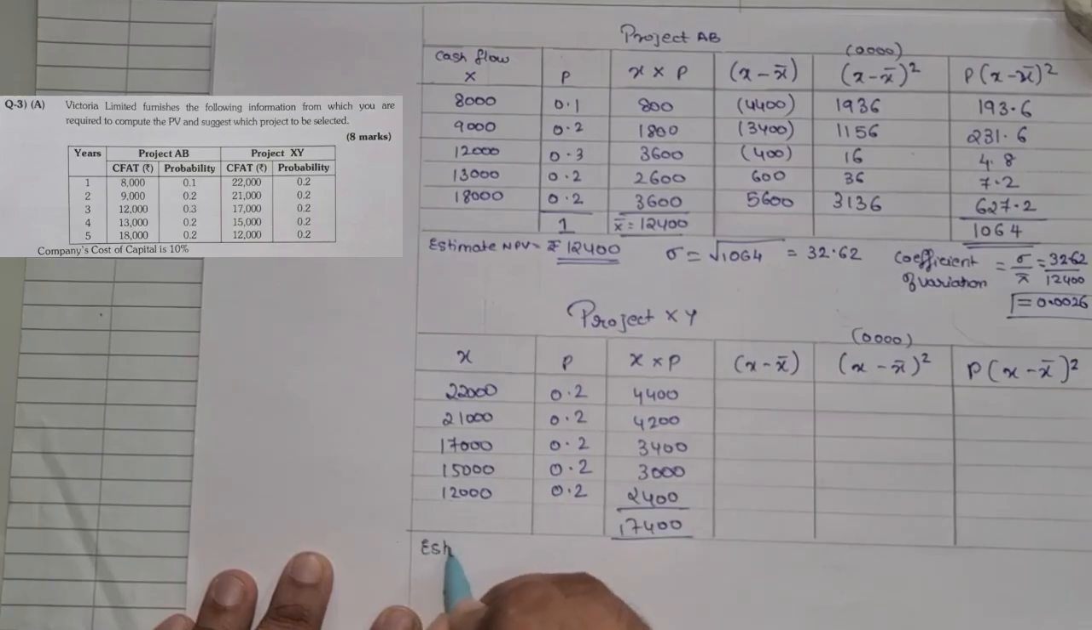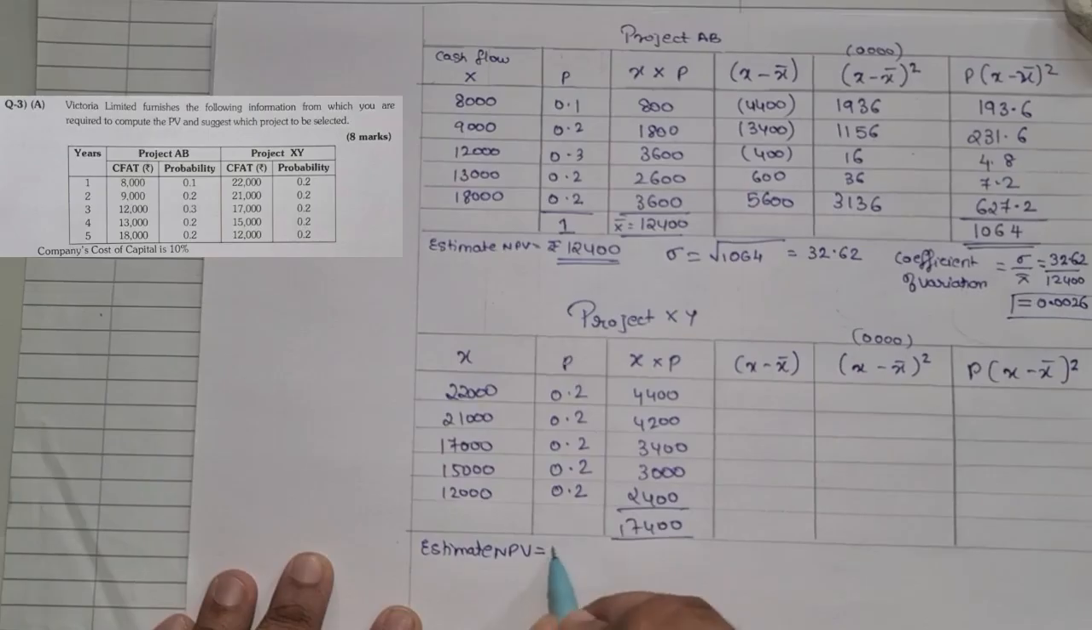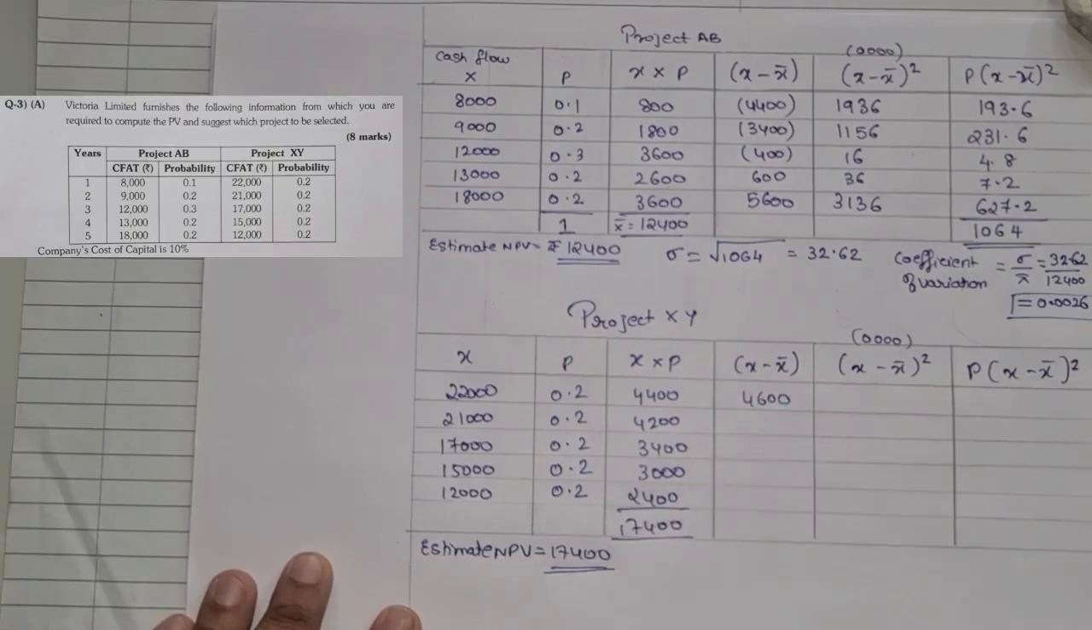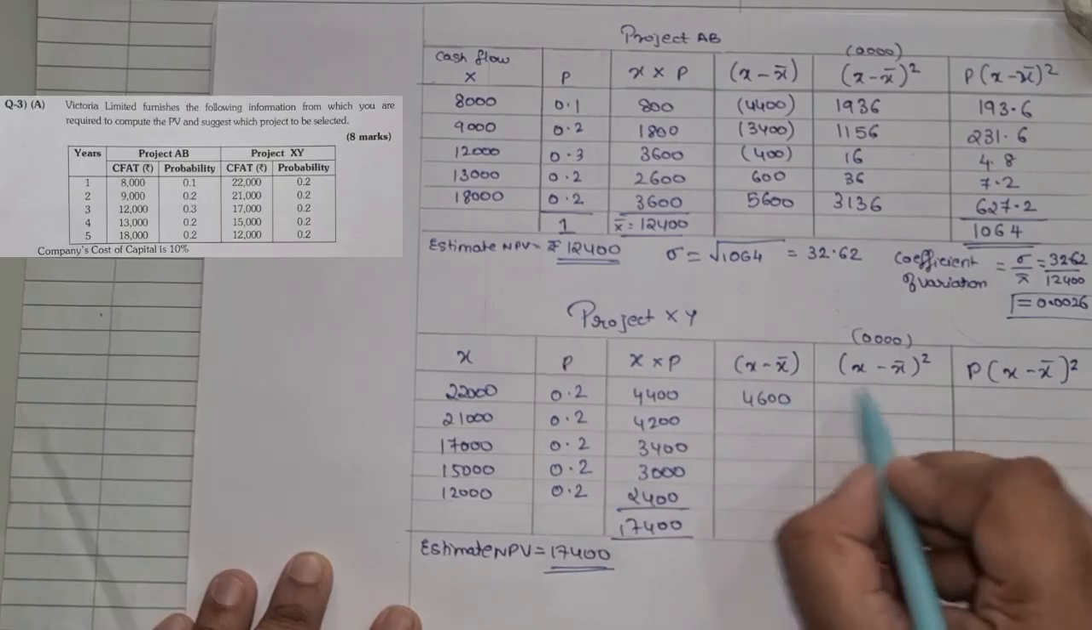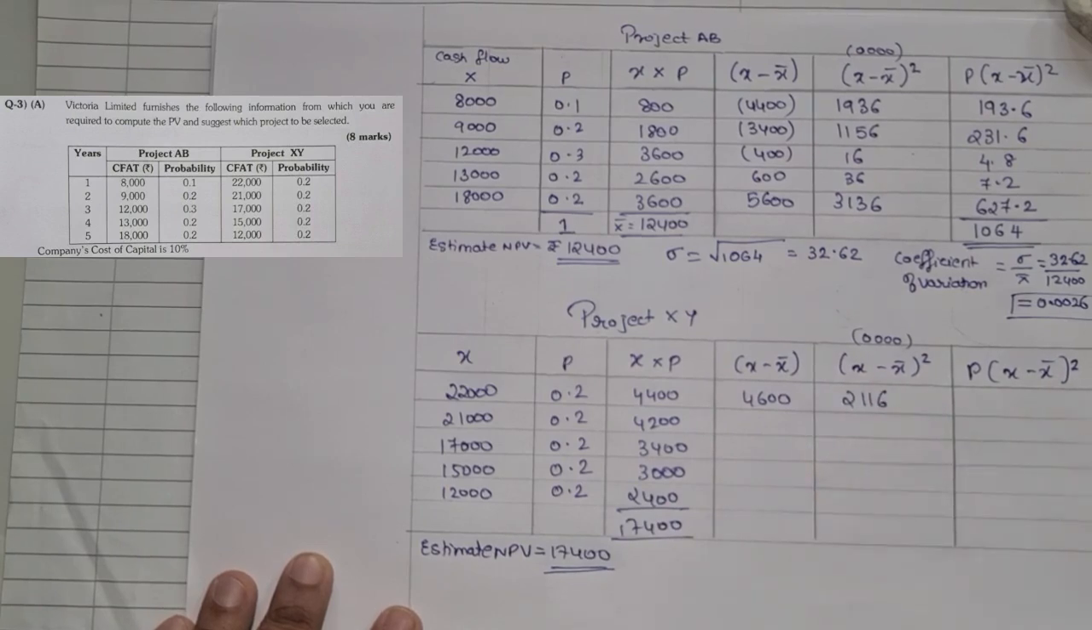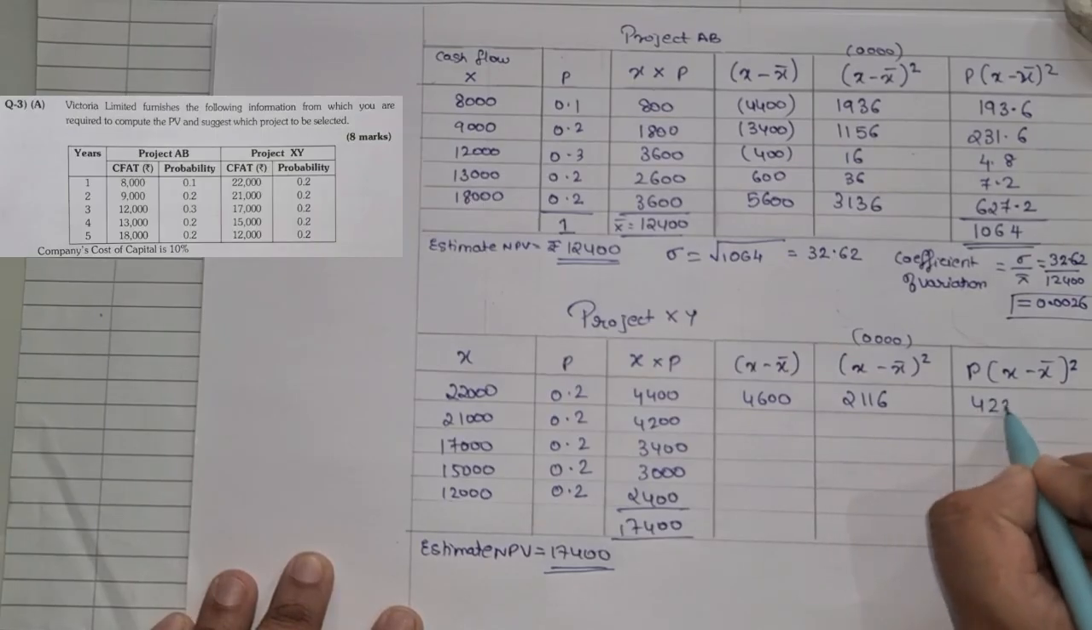So my estimated NPV is 17,400 rupees. Now x minus x bar. So 22,000 minus 17,400 is 4,600. Okay, I will square it up. So 2116, 4 zeros less, and then the same value 2116 I will multiply with the probability of 0.2. So I'll get the total also together in one shot.